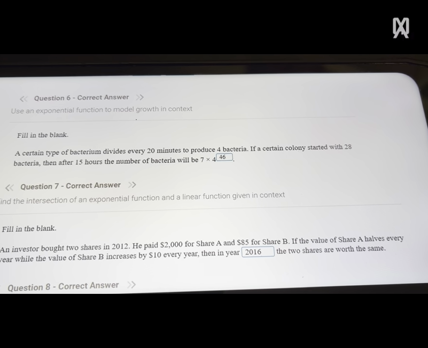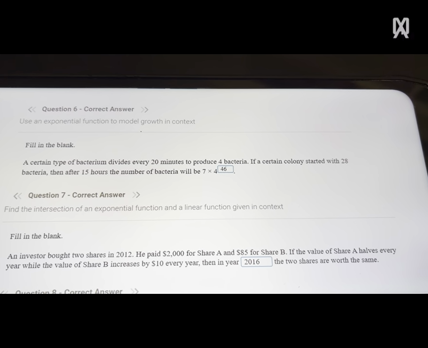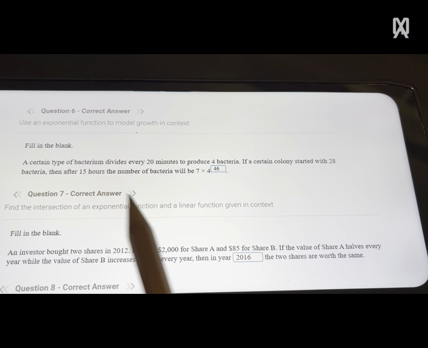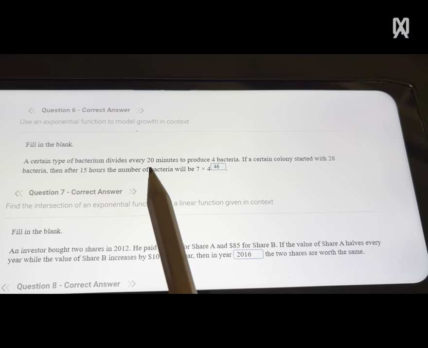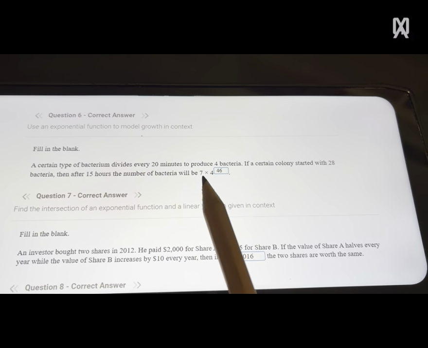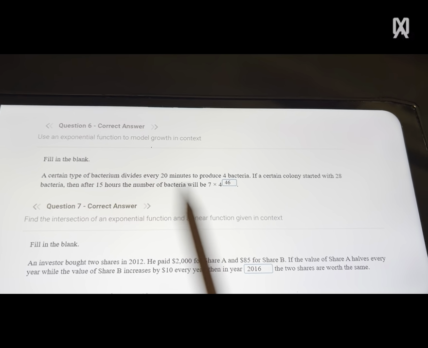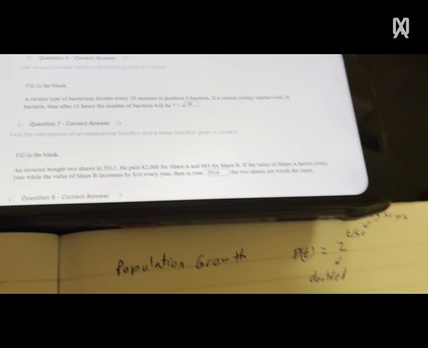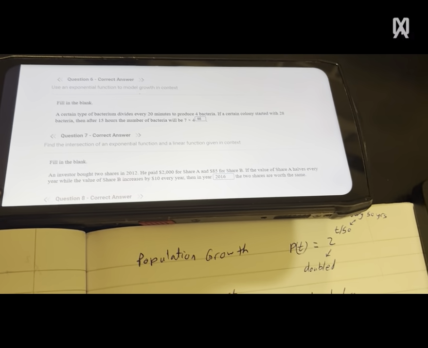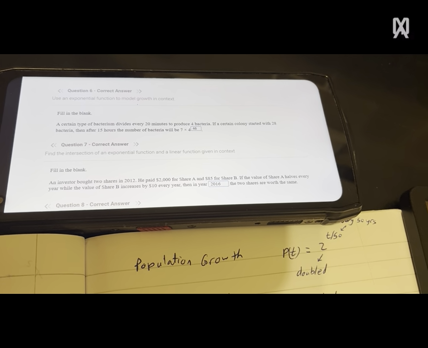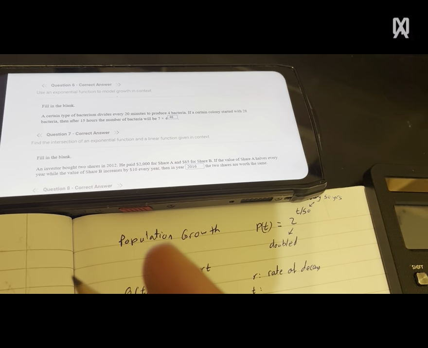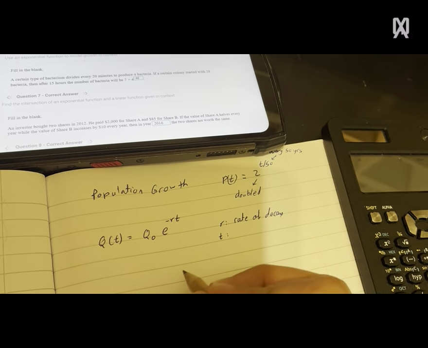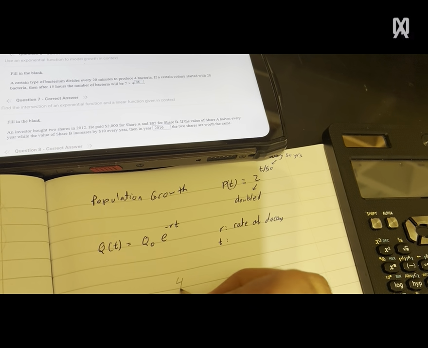Question 6, a certain type of bacteria divides every 20 minutes to produce 4 bacteria. So that means it's population growth. So every 20 minutes it increases. If a certain colony starts with 28 bacteria, then after 15 hours, how many bacteria will there be? Of course, I will use the population growth. So it divides every 20 minutes to produce 4 bacteria. So the one is becoming 4. So it's not doubled. It is 4 times.